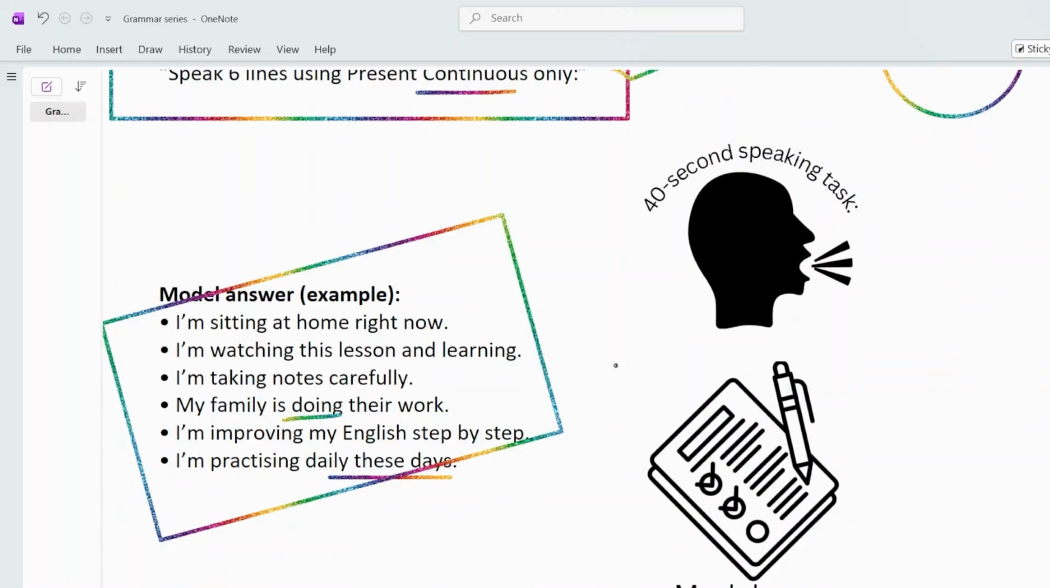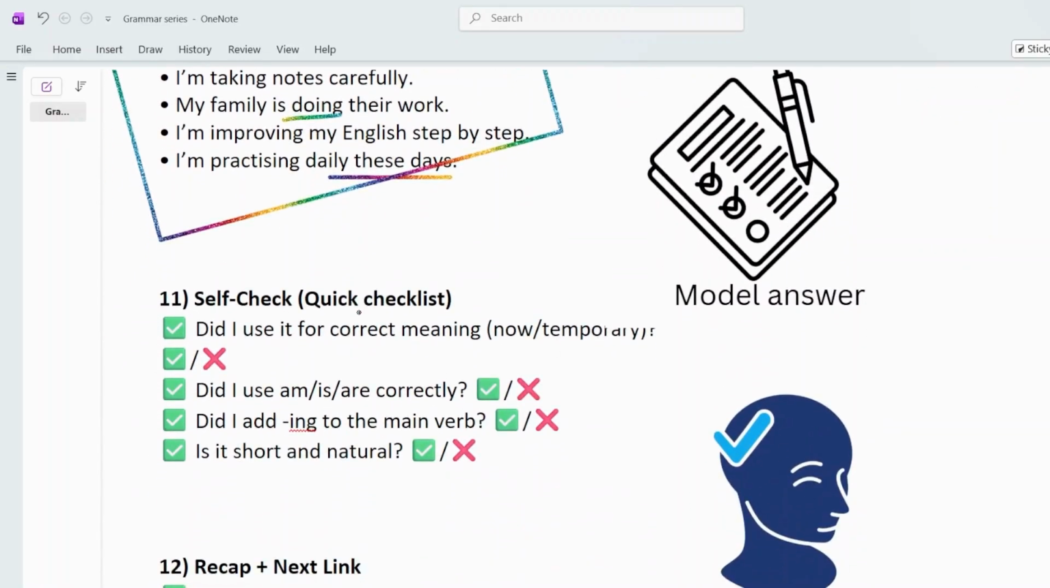Great. So there's a self check. What do I mean by self check? It means that you check yourself whether I'm using the right tense or not. Did I use it for the correct meaning, now or temporary? Did I use am, is, or are correctly? Did I add an ing, the friend that I was talking about for the longest of time? Did I add ing to the main verb? If you've done this, then yes, you are using present continuous tense.